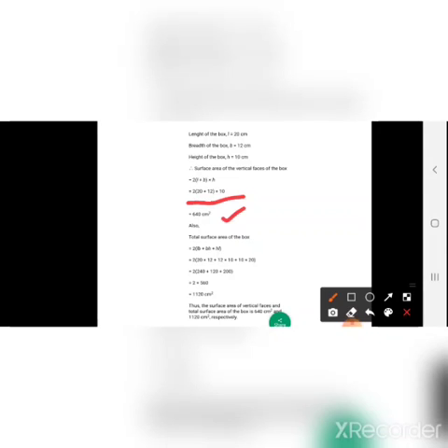Always in sums related to surface area and volume, whenever we find surface area of anything, my dear children, the unit will be centimeter square or meter square. Here the sides are given in centimeter, so area will be centimeter square. If you don't give the unit, your marks will get cut. In the same way, for total surface area of the box, the formula is 2 (LB plus BH plus LH). We substitute, solve the bracket first and multiply by 2, and get 1120 centimeter square.